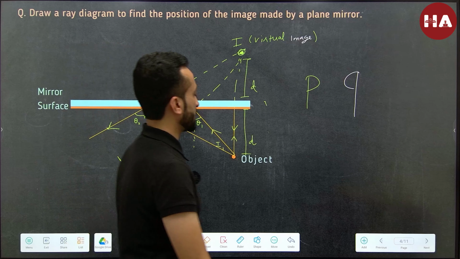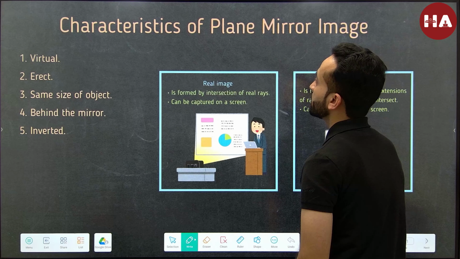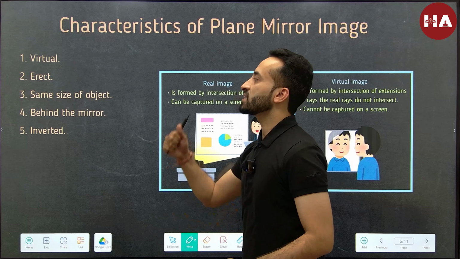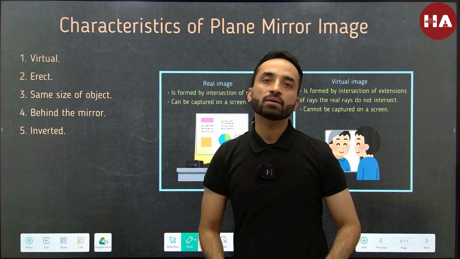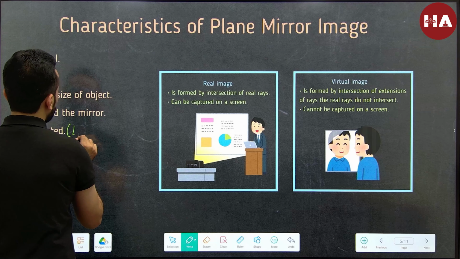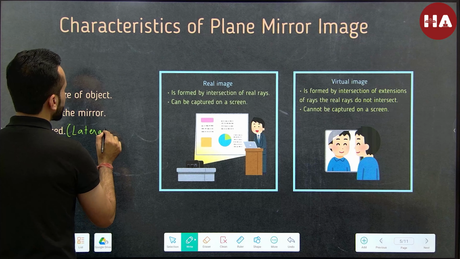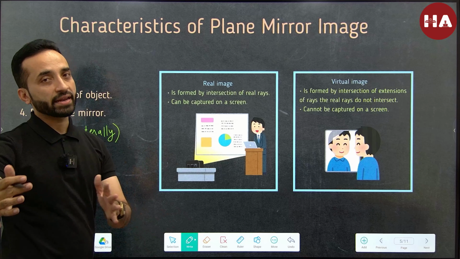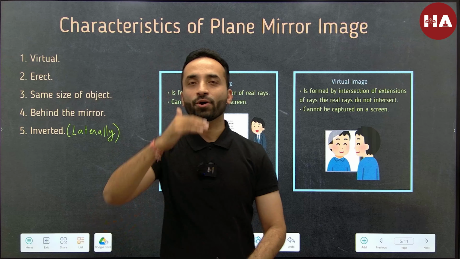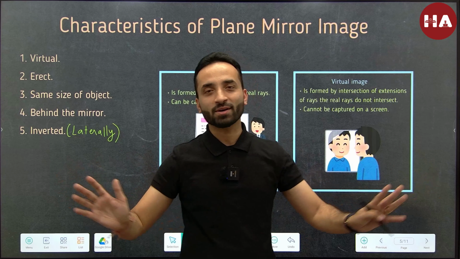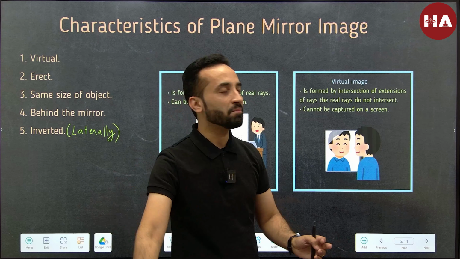So the next thing now, students, is characteristics of plane mirror image. It is virtual, it is erect, it is the same size as the object, it is behind the mirror, and it is inverted, but it is laterally inverted. So when I say inverted, it is laterally inverted. Vertically it is erect, so you still have your head and toe in the right position, but your right and left have been reversed completely. Right has become left, left has become right.